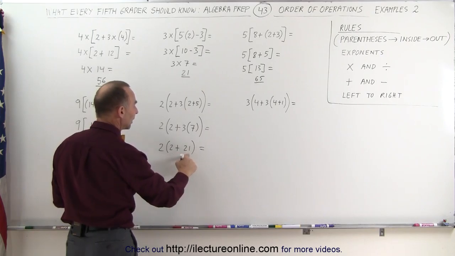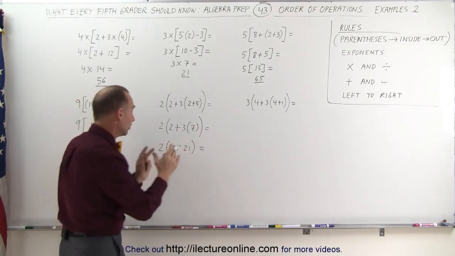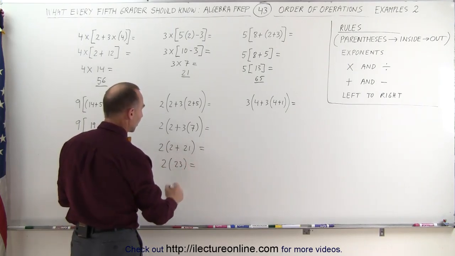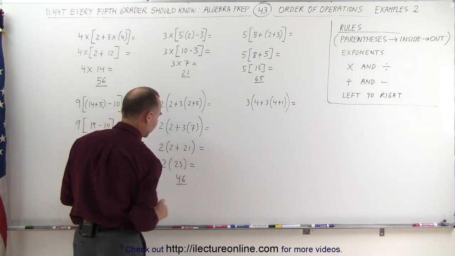Now I can add these two up together. Again, I want to work from inside the parentheses outward. 2 times 23. And 2 times 23 is 46.